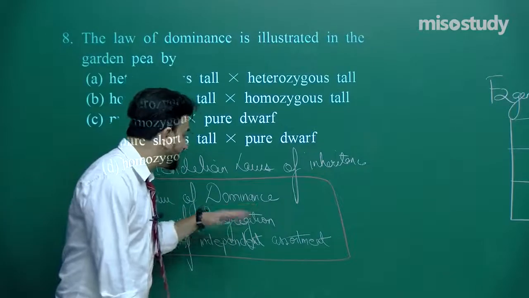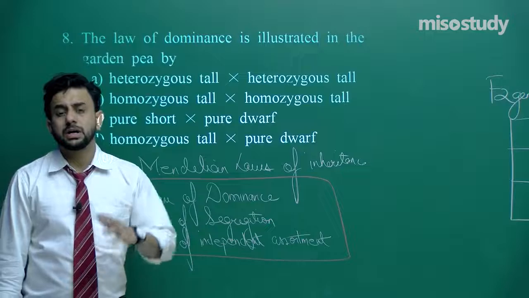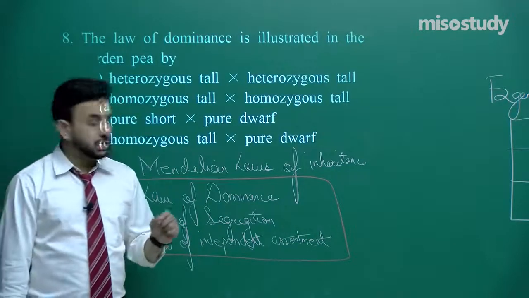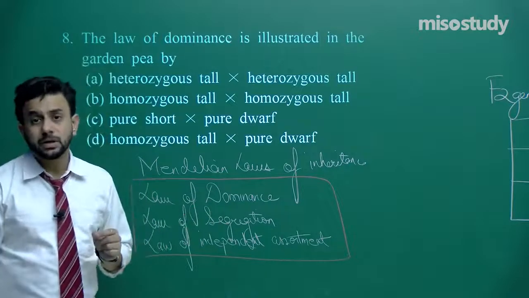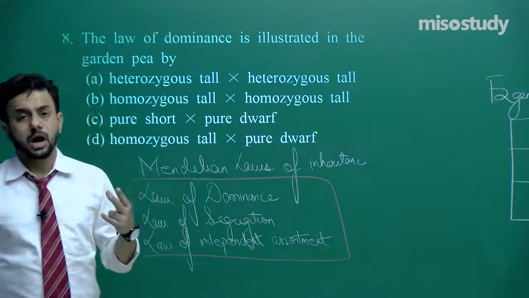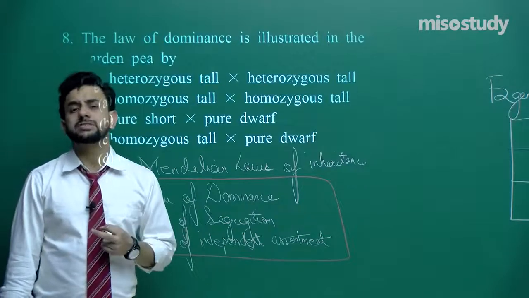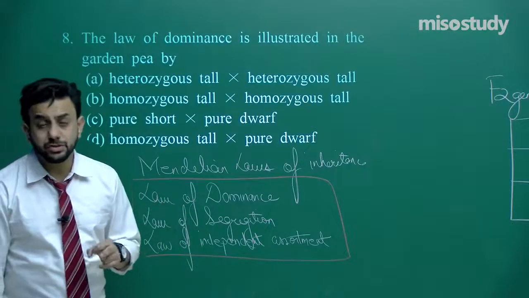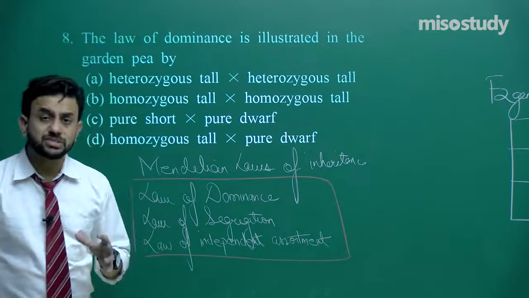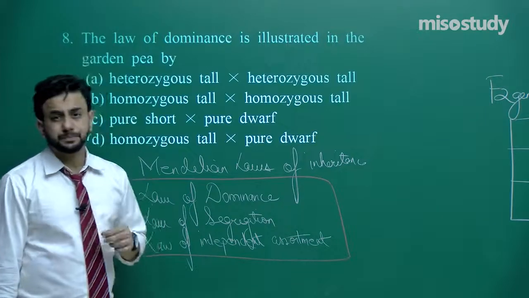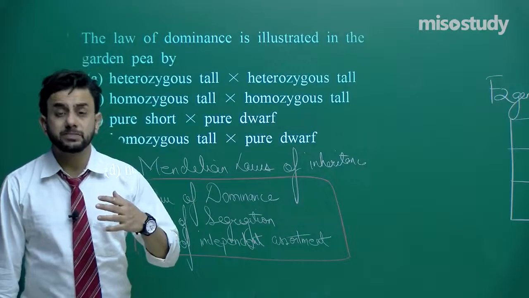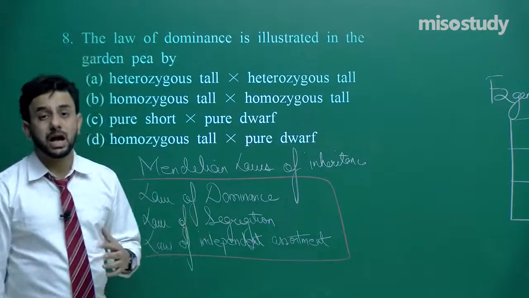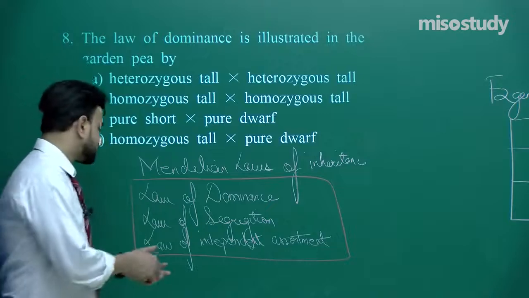What does the law of dominance say? The law of dominance says that every character, every trait in an organism, is controlled by a pair of factors. Out of these pair of factors, one is dominant and will express the phenotype, and the other will be recessive, which does not express the phenotype. That recessive allele will express its phenotype only in the presence of another similar allele.